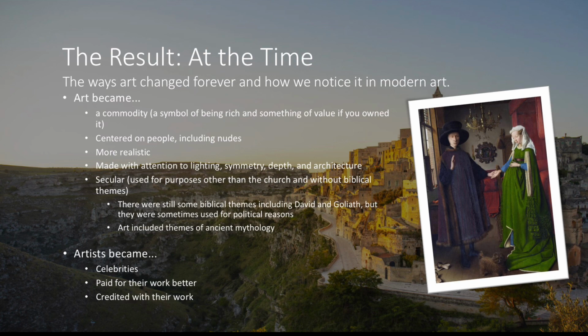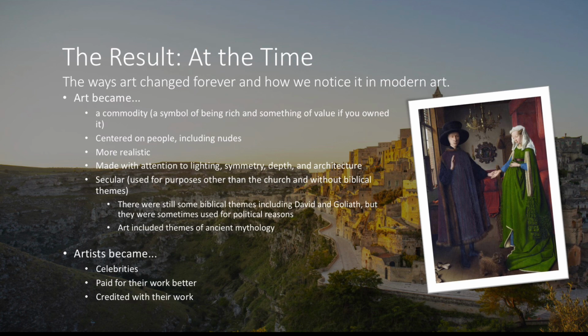Art became centered on people, and this included nudes that resulted from the Greek and Roman impact on their culture during the Renaissance. Art became more realistic. It paid attention to lighting, symmetry, depth, and architecture. As you can see in the picture on the right, as opposed to the picture you saw earlier, there's a lot more detail on the face. There's depth. You can sort of see the room looking more 3D rather than a flat picture. There's extreme detail on the clothing, in the faces, and the animals.